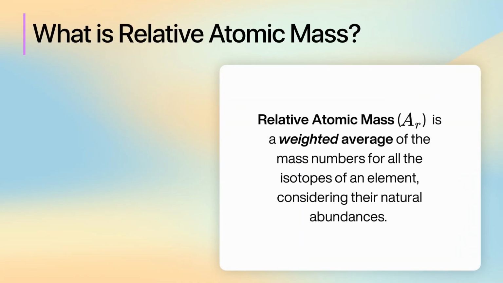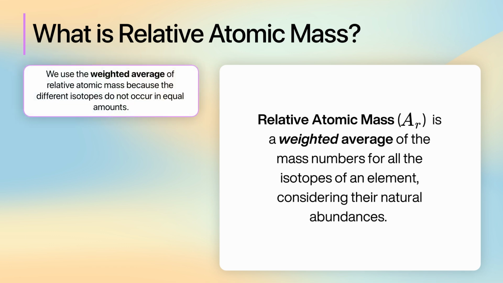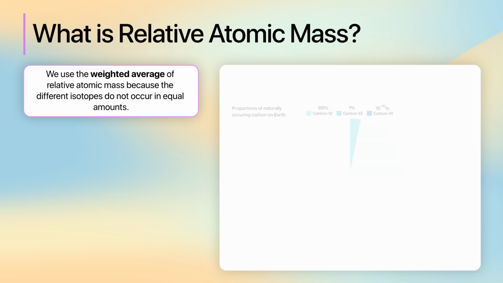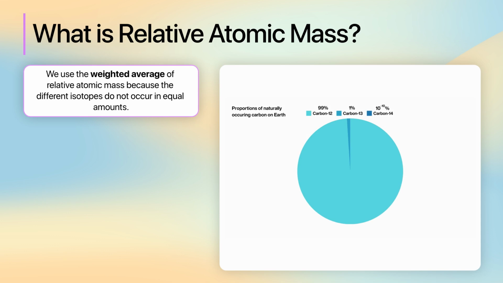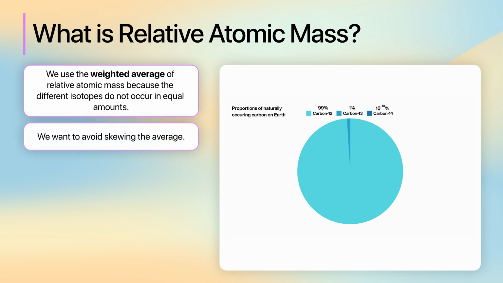The relative atomic mass of an element is a weighted average that considers the masses of all its naturally occurring isotopes and their relative abundances. We take a weighted average because the different isotopes do not occur in equal amounts. For example, last lesson, we learned that carbon-12 makes up 99% of all naturally occurring carbon in the world. Therefore, even though there are carbon isotopes with greater mass than carbon-12, such as carbon-14, these make up such a small proportion of the carbon in the world that we do not want to count its mass equally. Otherwise, it would skew the average.